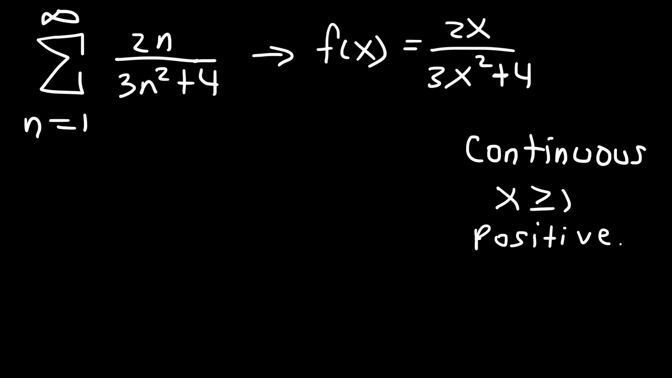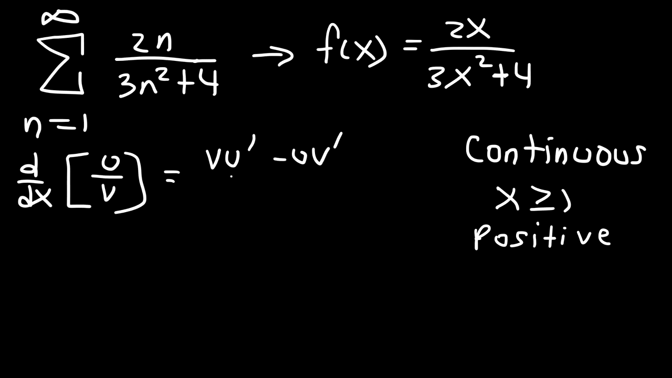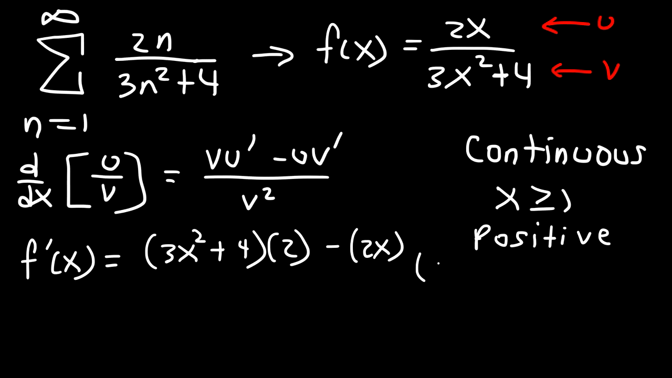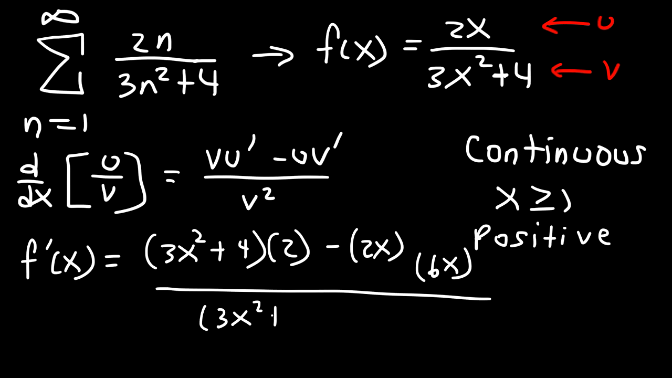So we need to find the first derivative in order to determine that. Now we're going to have to use the quotient rule to get the answer. So if you recall, the derivative of u over v is going to be v u prime minus u v prime over v squared. So u, in this example, is 2x, v is 3x squared plus 4. So f prime of x is going to be v, which is this, times u prime, so that's 2, minus u, and then times v prime, which is 6x, all divided by v squared, and that's 3x squared plus 4 squared.